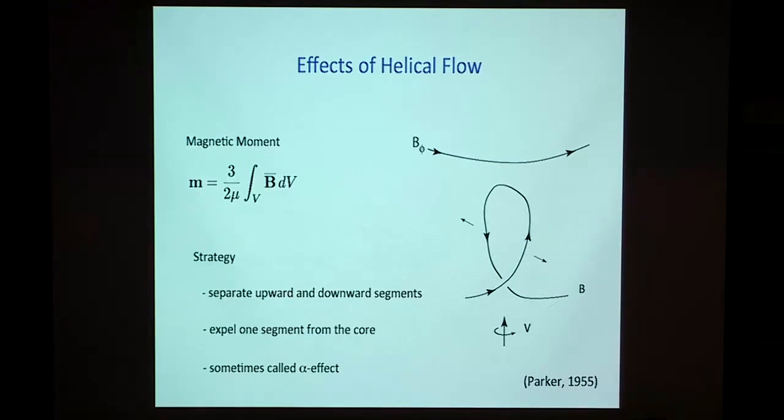But what happens in the models, essentially, what the numerical models suggest or show, is that if you have these two filaments of field, one going up and one going down, you can have the flow separate them. You separate these two components, you take one and you push it out, you expel it from the core so that you're only left with the other one. Then you can actually contribute to this magnetic moment. And that's actually what the models do.